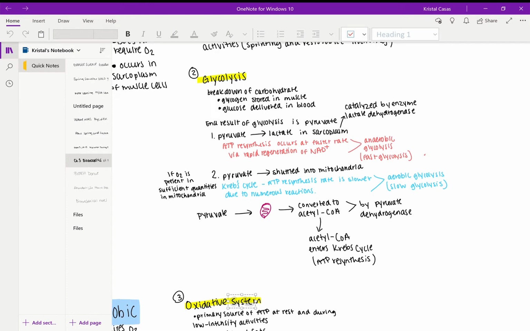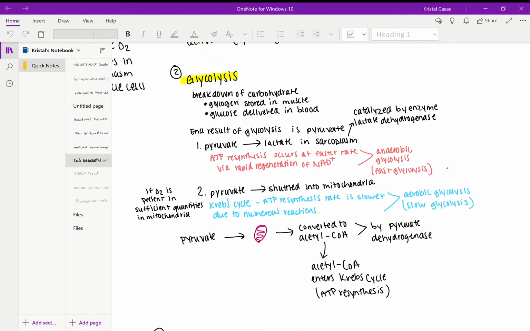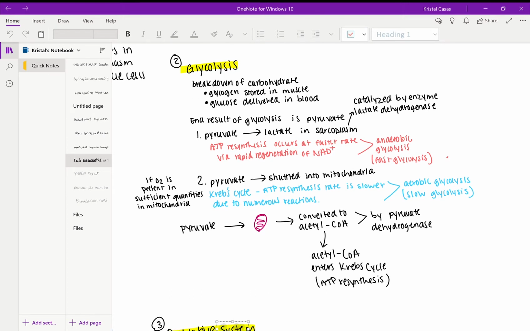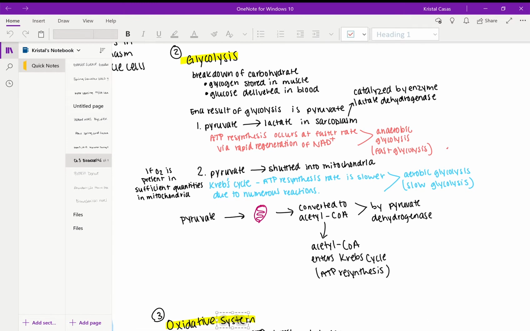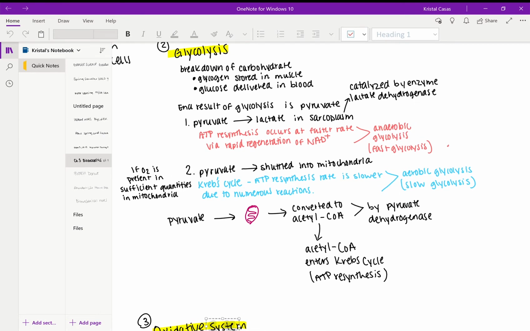Then we have glycolysis. Glycolysis is the breakdown of carbohydrates. There's glycogen stored in muscle, and there's also glucose delivered in the blood. The end result of glycolysis is pyruvate, which is catalyzed by the enzyme lactate dehydrogenase. And so there are two ways that the pyruvate can go. The first one is that pyruvate will be converted into lactate in the sarcoplasm, and this is actually a faster rate. So this is also known as anaerobic glycolysis, fast glycolysis.